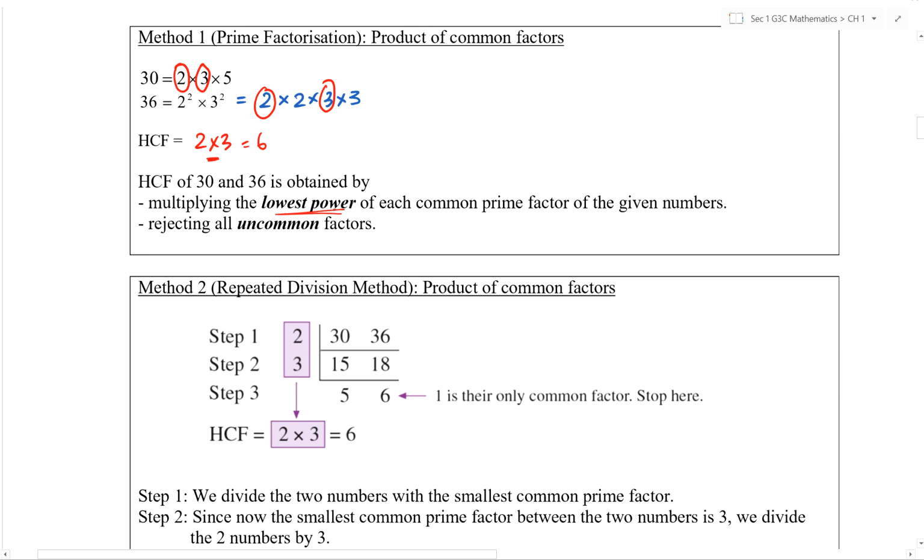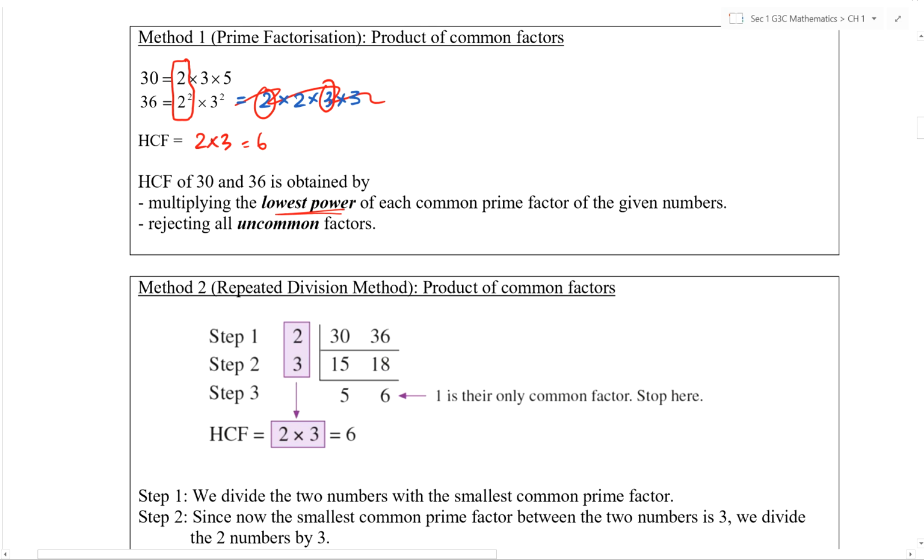Why do we say lowest power? Now, if I did not explain it out for you, you have to be familiar with 2 squared and 3 squared. So if we compare this portion, 2 versus 2 squared, which one has the lowest power? The 2, right? So we use the 2. We don't use the 2 squared, because 2 squared has 2 of them. I only need 1, which is the common one. So we take the lowest power, which is 2 to the power of 1.